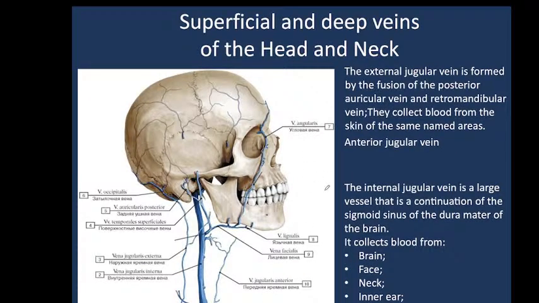Some of the vessels form internal jugular veins, and this is the external jugular vein, and some veins come in from the face, you see it here, from the neck and from the brain.